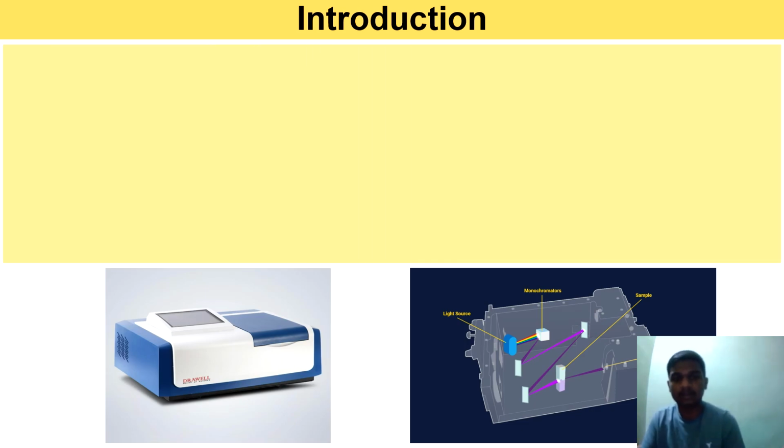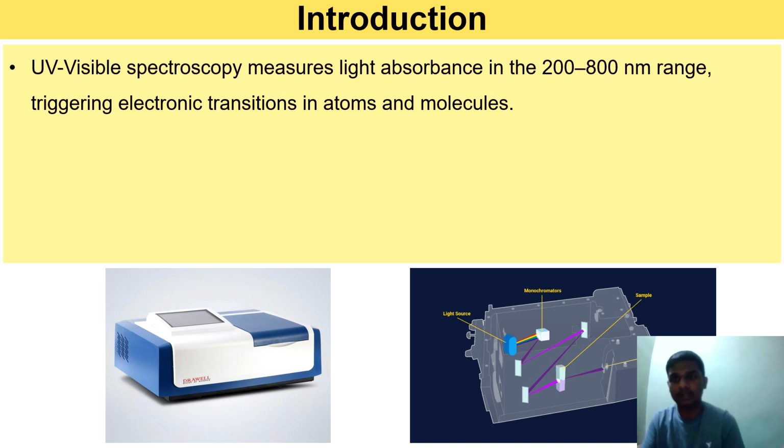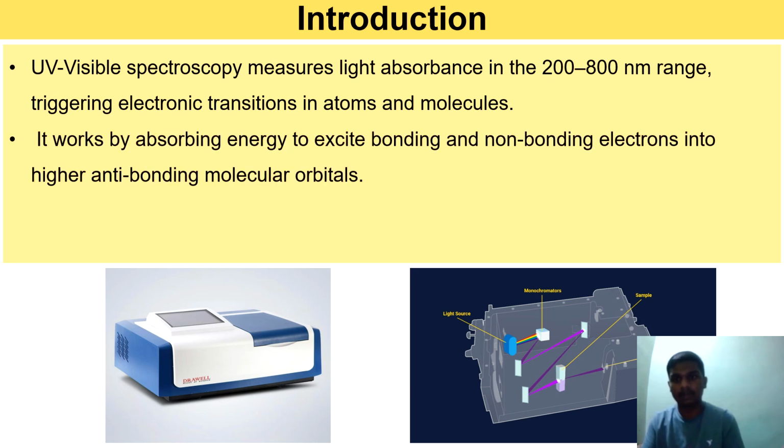Basically, UV spectroscopy is used to measure the absorbance in the UV region, that is a range of about 200 to 400 nanometer, and the visible region, 400 to 800 nanometer. The overall range is about 200 to 800 nanometer, in which there are electron transitions in atoms and molecules. It works based on the absorption of UV and visible light in chemical compounds.